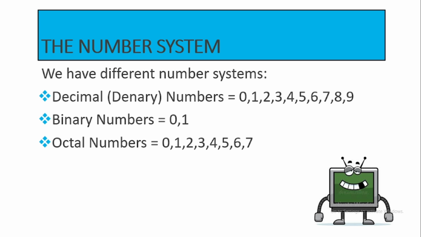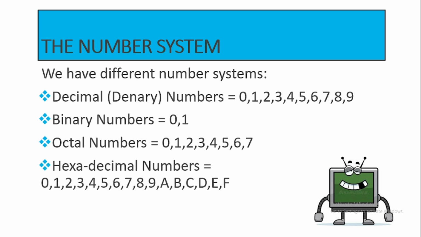So we have another one called the octal numbers, which is made up of 8 members. These octal numbers are also known as base 8 numbers. So it has only 8 members. Unlike decimal and binary that have 10 and 2 members respectively, the octal number system is made up of only 8 digits.